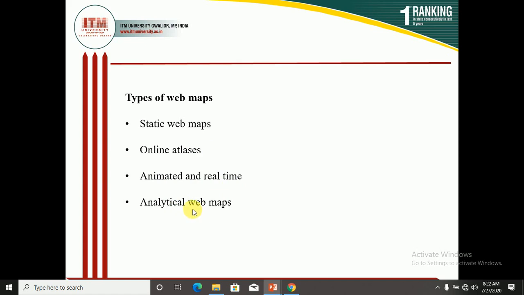Next one is the analytical web map. When GIS processed data is configured into a map, then it is considered an analytical web map.